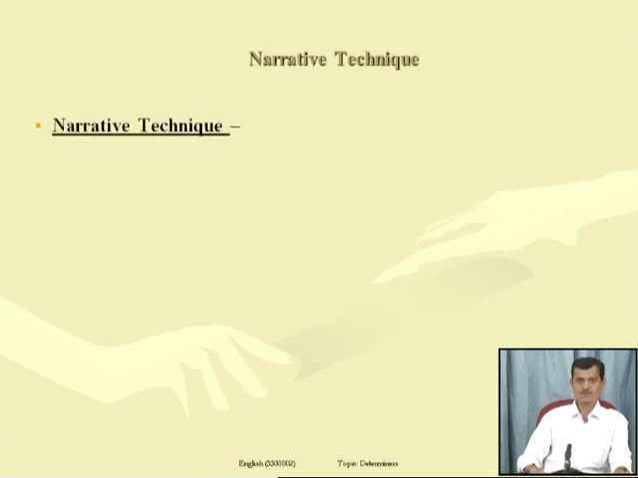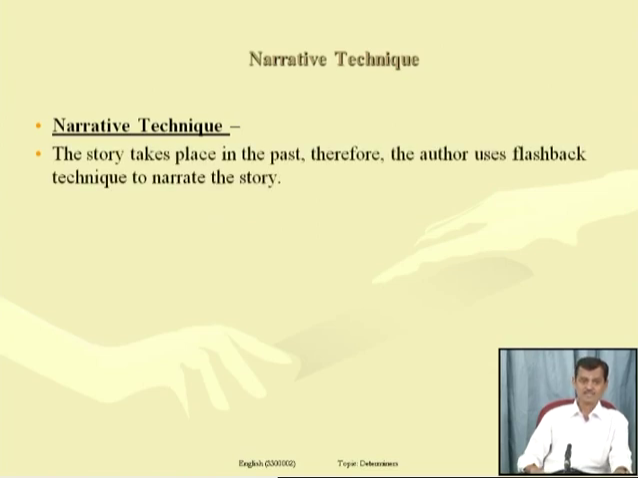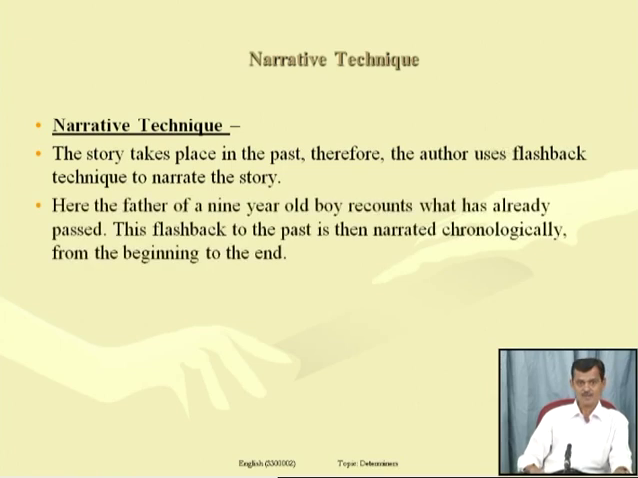Talking about narrative technique, the way Hemingway tells the story. The story takes place in the past. Therefore, the author uses the flashback technique to narrate the story. Here, the father of a 9-year-old boy recounts what has already passed. He tells us the story which has already happened in the past, making use of the flashback technique. This flashback is then narrated chronologically, one by one, from the beginning to the end.